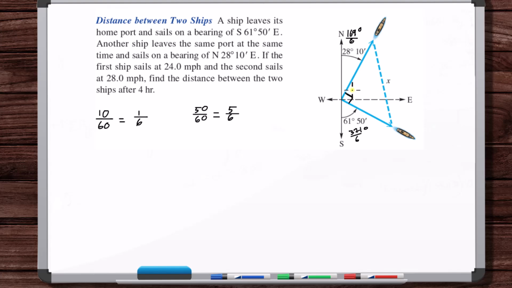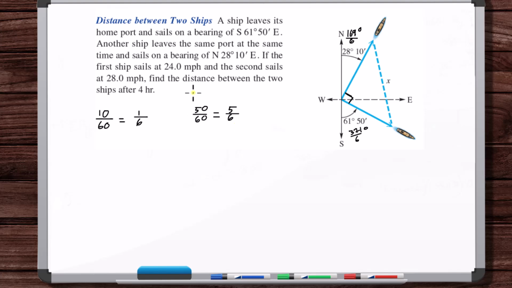Okay, so now we need more information. So all we know now is we have a right triangle. That's it. So we're going to need to solve this right triangle, or at least solve for this length, but we don't have any information. We've just identified that it is a right triangle, but we have more. The problem tells us that the first ship sails at 24 miles per hour and the second at 28, but they sail for 4 hours.